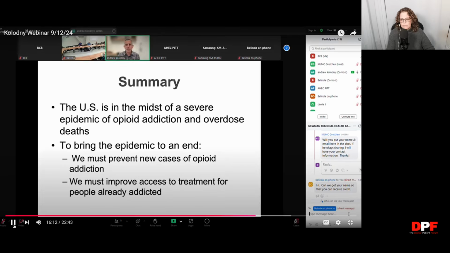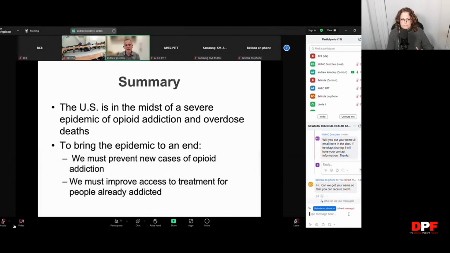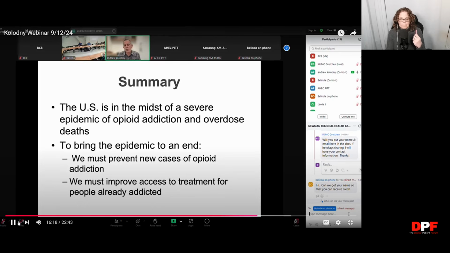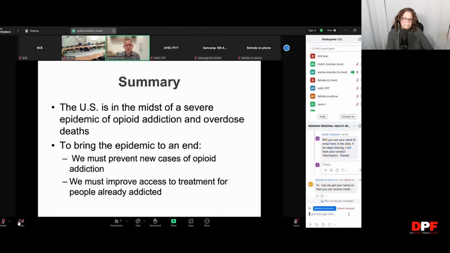And for those who are addicted, we have to see that they can more easily access effective treatment. But that first line treatment that we should be making readily available to patients with opioid use disorder is really buprenorphine, which is a really good treatment option for the chronic pain patients who are stuck on opioids.